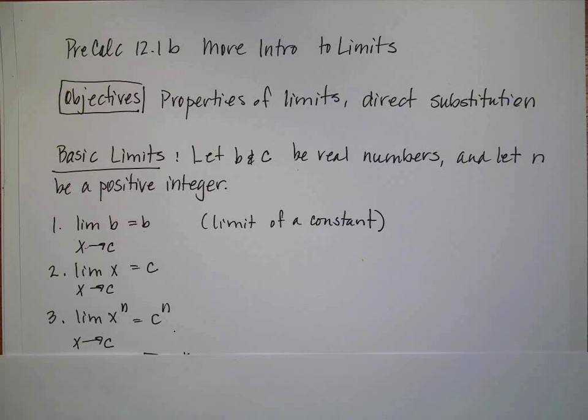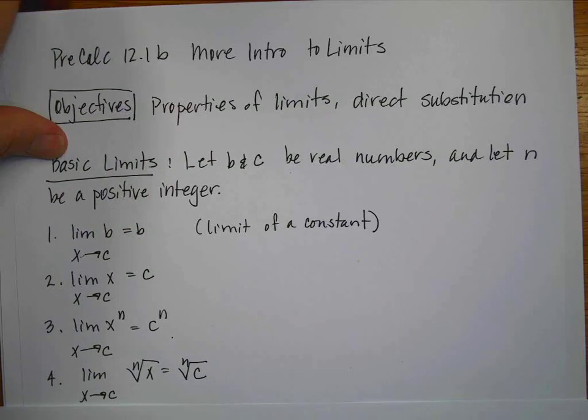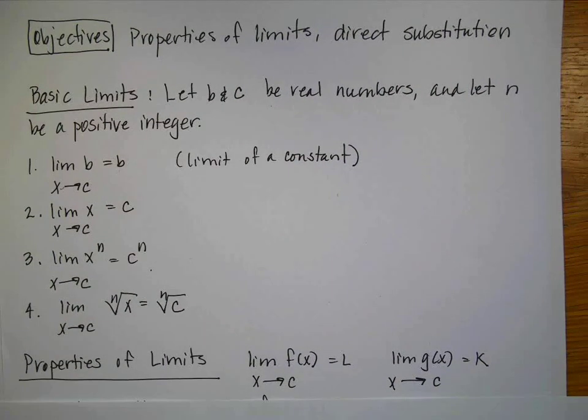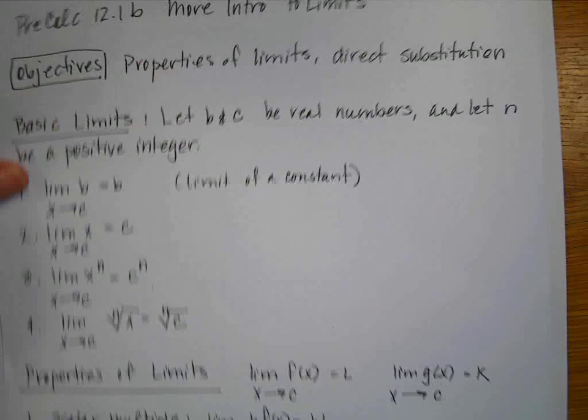And I'm not as concerned that you memorize these, but we're going to be using these as we try to find limits of different functions. The fourth one is the limit of an nth root. It's going to be the nth root of the constant. So just thinking about if I have a function approaching a certain value, then the limit is going to be that certain value.